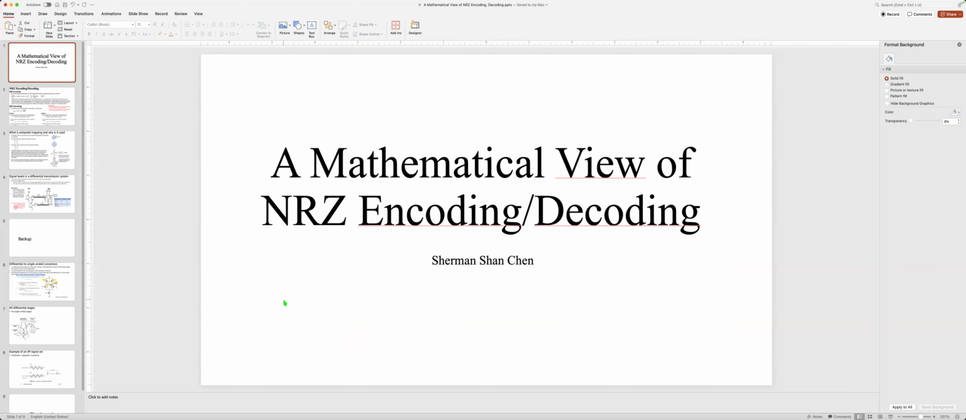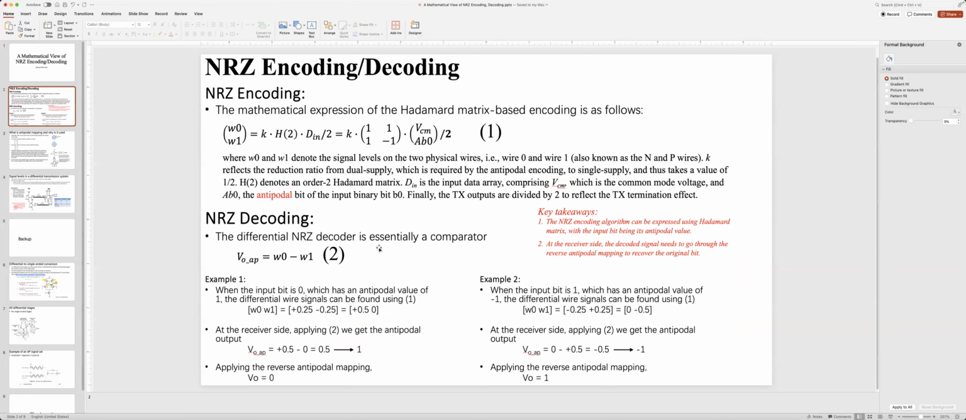Okay, let's go back to today's topic. You may ask, NRZ is the simplest code. It's just bit 0, bit 1. What's the fancy in it? Well, if you look at its mathematical expression, it's actually not that straightforward. Here we have the NRZ encoding equation, which is basically to calculate the NRZ wire signal.